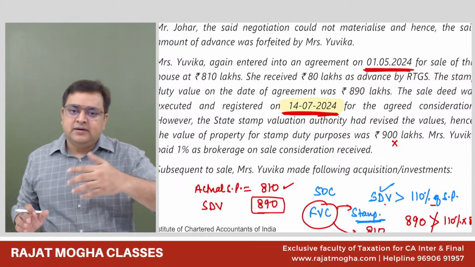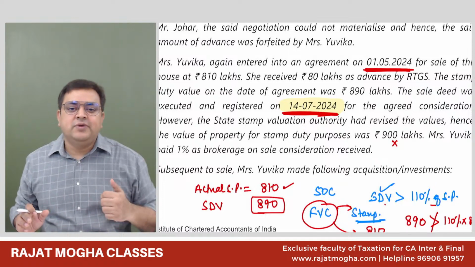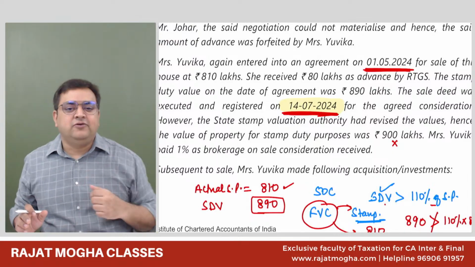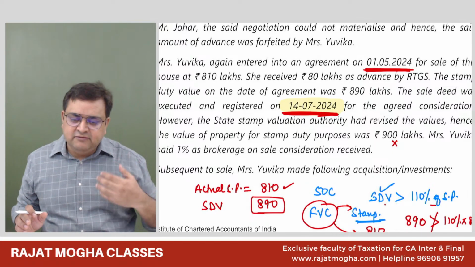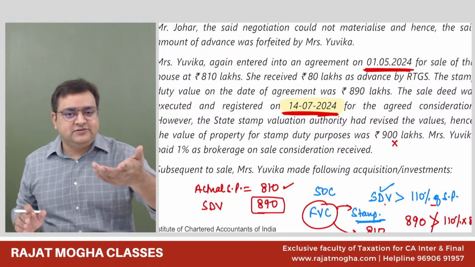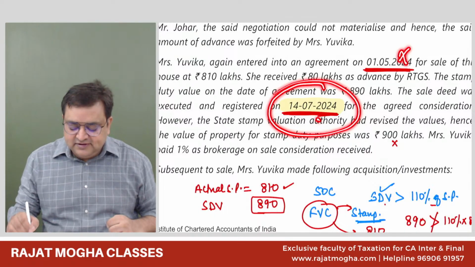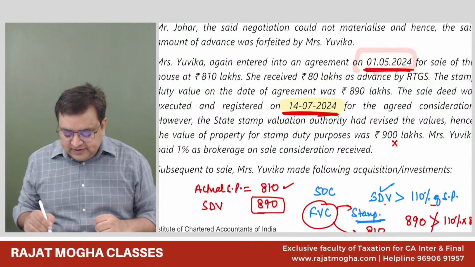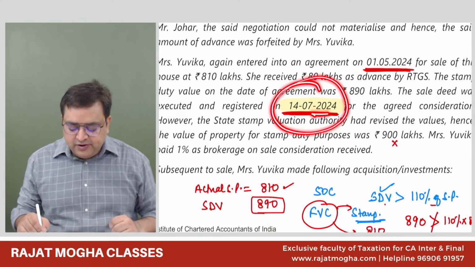My mind can change after 1 or 2 months. His mind can change after 1 or 2 months. So as of now, it is just an agreement. It does not mean that we have transferred the house. We transfer the house when we get all the money and when we actually transfer the possession. So the transfer date is this, not that. This is just the agreement date, which is only relevant for stamp duty purposes. Otherwise, the transfer date is 14 July 2024.